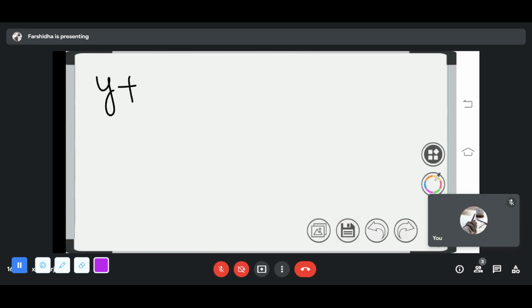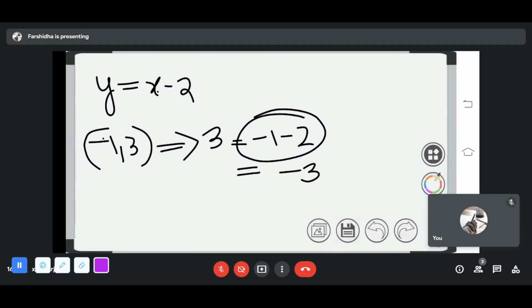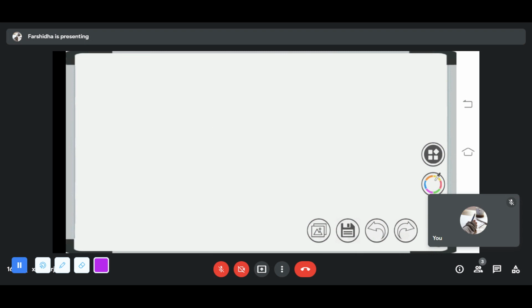Y equal to x minus 2. Now, first point is minus 1 and 3. Check: y is equal to 3, x is equal to minus 1, minus 2. Tell me, is it equal to 3 or not? Minus 1 minus 2 is minus 3. Does it satisfy the condition? No. Okay, come to the next one.